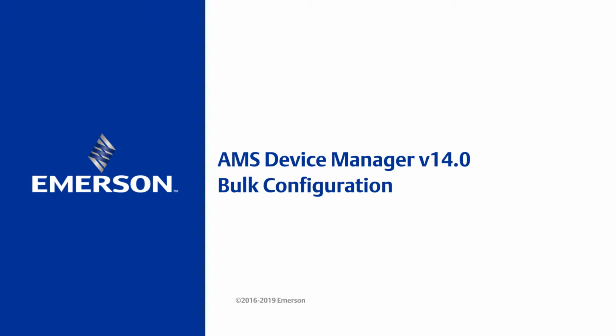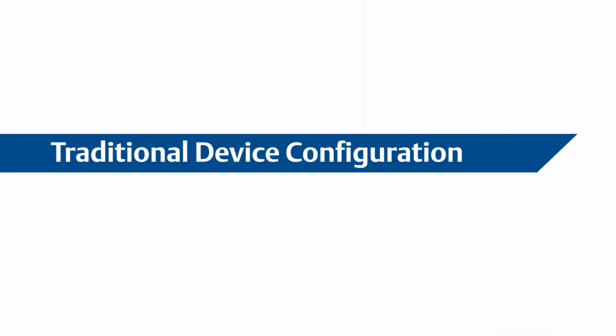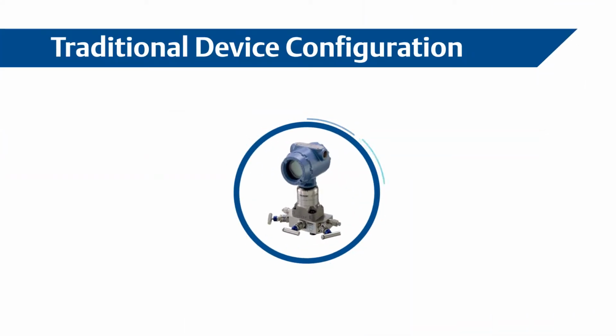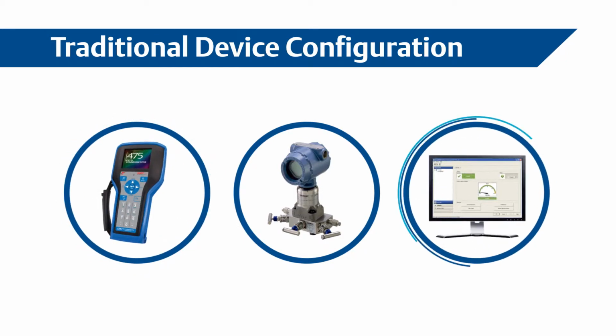This brief video will demonstrate how to use the new bulk transfer functionality in AMS Device Manager to configure devices accurately and efficiently. Traditionally, device configuration is done one device at a time, either by connecting to devices with a handheld field communicator or via an online system like AMS Device Manager.